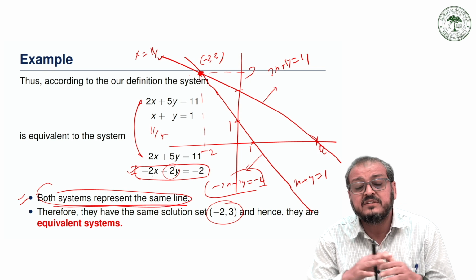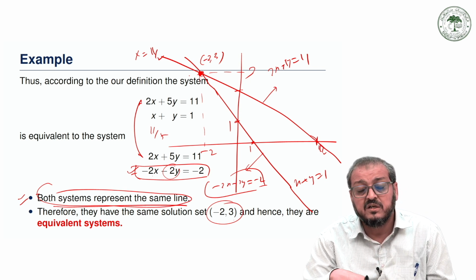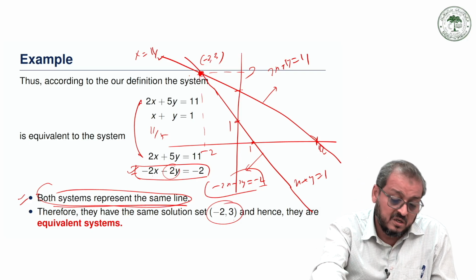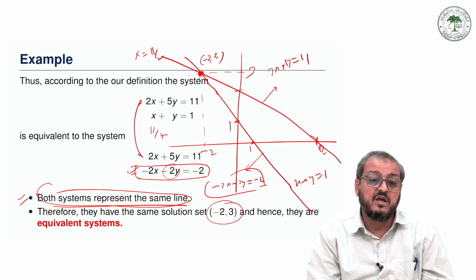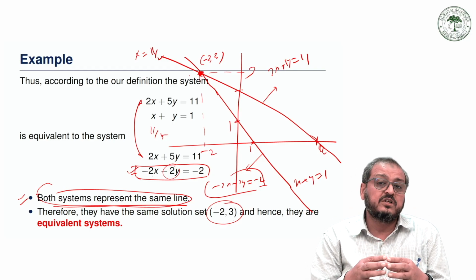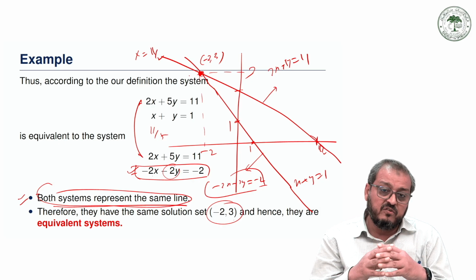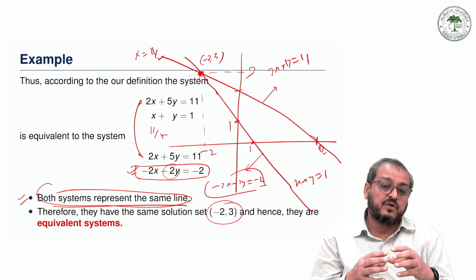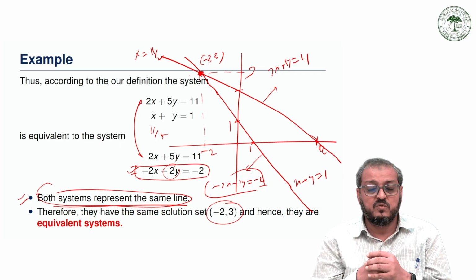So we can clearly say that these two systems are equivalent. This means we can say that systems are equivalent only when they have the same set of solutions, and this set of solutions satisfies both equations, or all three equations. If the solution of this set of equations satisfies all the linear equations, then we can say the systems are equivalent.